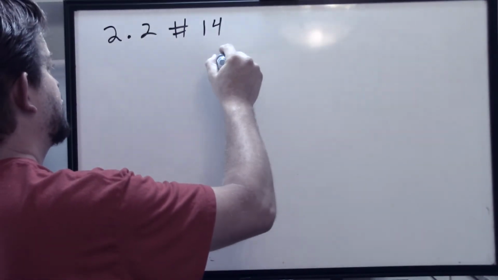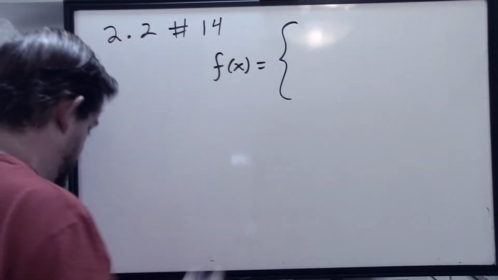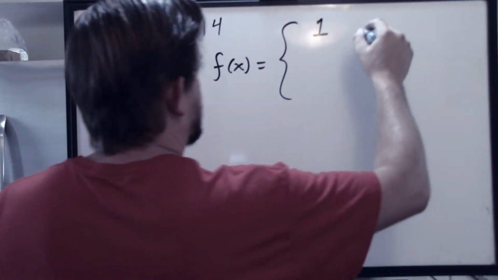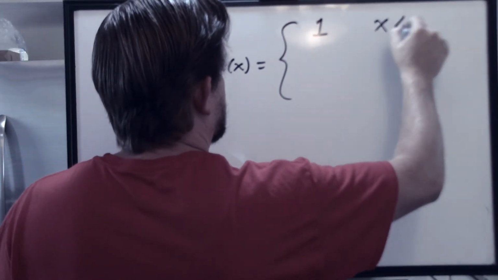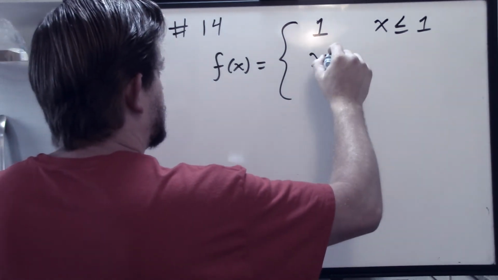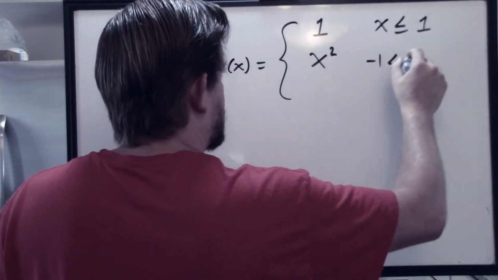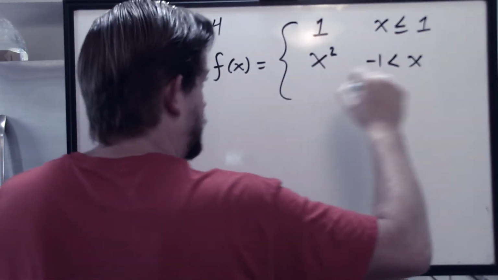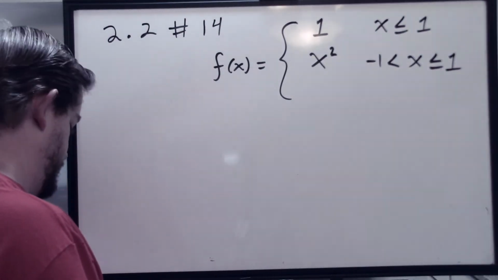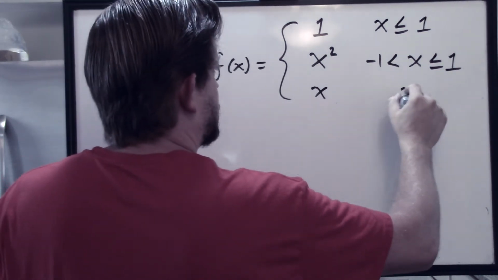For 14, I have a piecewise function that's given by 1 if x is less than or equal to -1, or x squared if x is between -1 and 1, or equal to 1 on the right, and then x if x is greater than 1.